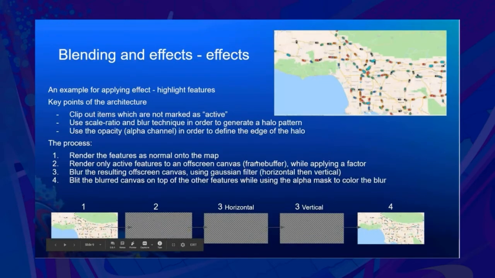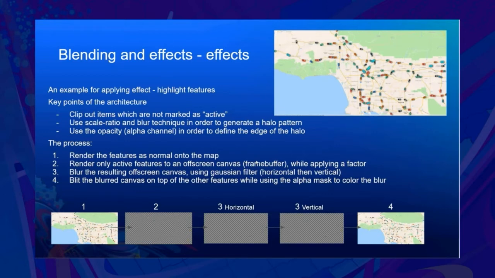The idea is that we render the cars as usual. Then, in order to render the highlight, we're only rendering the cars that are marked as active. What it really means is we're clipping the cars that are not active and rendering those onto a frame buffer object. And when we render that, we're rendering it with a factor. Think about it as dilating the shape of the cars. So then the content of that frame buffer object has only the cars that are marked as highlighted.